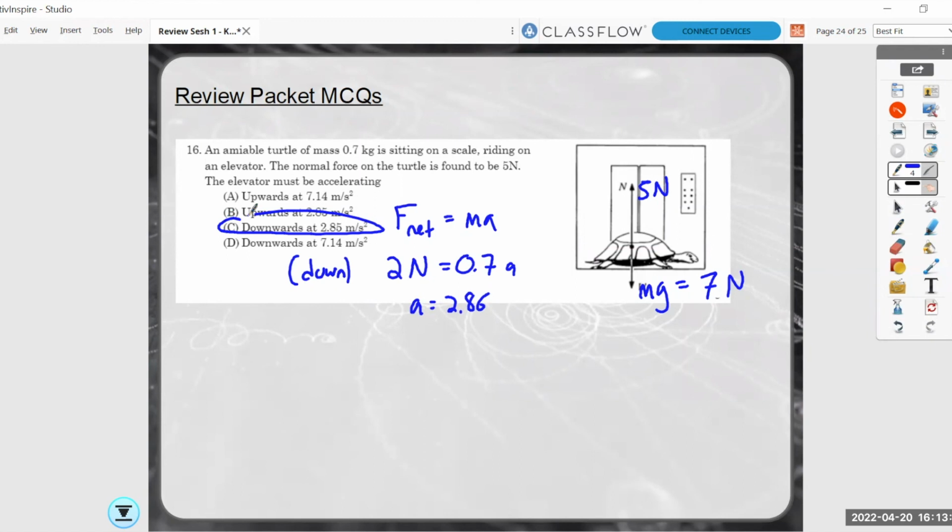So you've got to be really careful. Don't forget gravity unless you're in a situation where you're pretty sure you can ignore it. Don't forget gravity. Think about it this way. If the scale was reading 7 newtons, that would mean that there were 7 newtons down and 7 newtons up, and our guy wouldn't be accelerating at all. So this is bringing us to the end of dynamics.